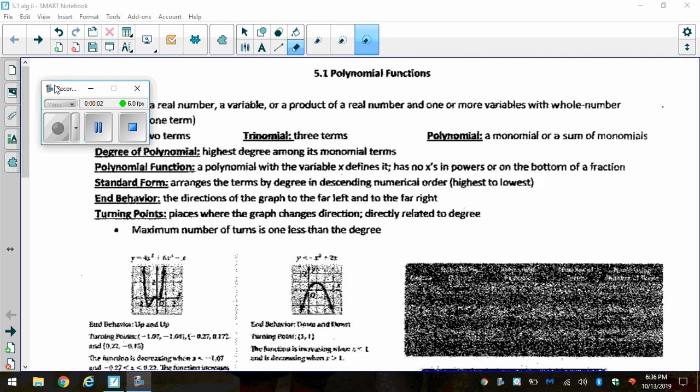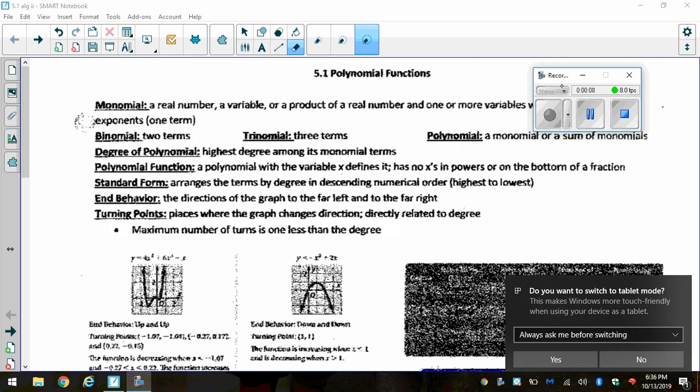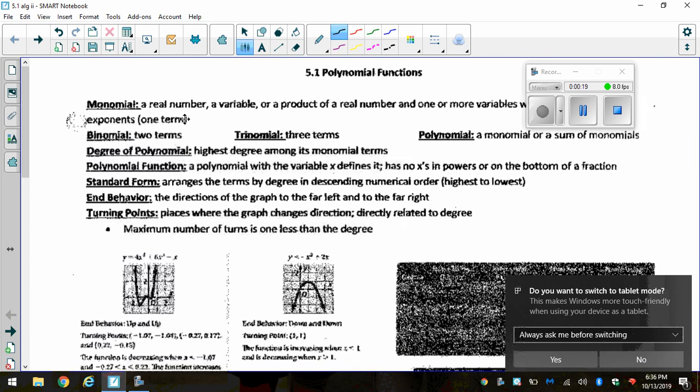Right, today we're going to talk about polynomial functions, and you guys can read all of the definitions here. A polynomial is anything that has x's to whole numbers, like x squared, x to the seventh, those are all polynomials. If there's one term, we call that a monomial. Two is a binomial, three would be a trinomial. Anything after three, we just call polynomial.